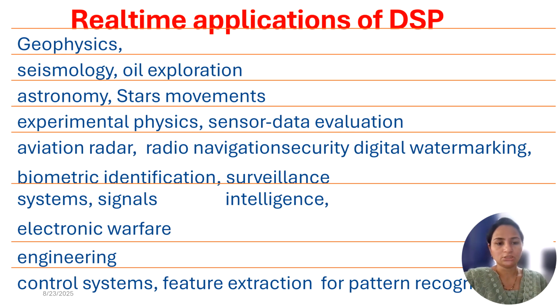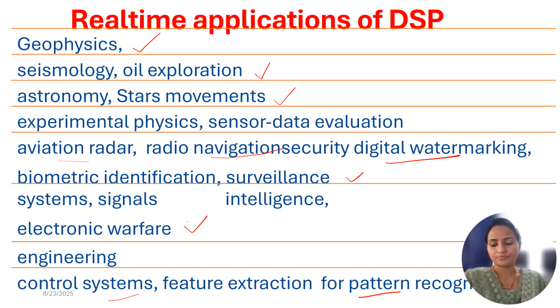Now, not only in those fields, we have geographic fields, seismology, and oil exploration from the seas. Then we have astronomy, the movement of stars from one place to another, aviation, radar, navigation, security, digital watermarking, surveillance, intelligence signals, and electronic warfare. Control systems and pattern recognition are also applications of DSP. So these are the real-time applications of DSP.